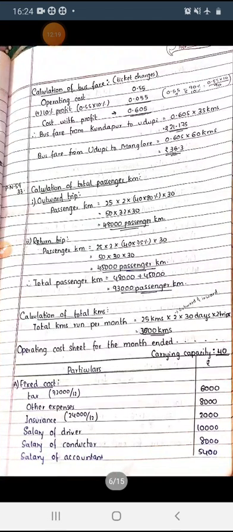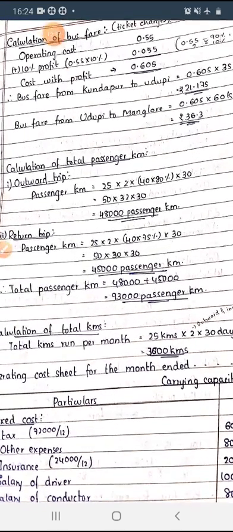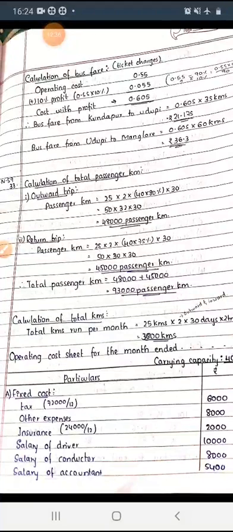Next one, see, assuming 10% profit on takings for the company, work out the bus fare. We need to find out the bus fare on the basis of the profit given in the problem. How much profit? 10% on the takings. Now see, how much is the operating cost? 0.55. Operating cost per passenger kilometer 0.55. Now 10% profit.